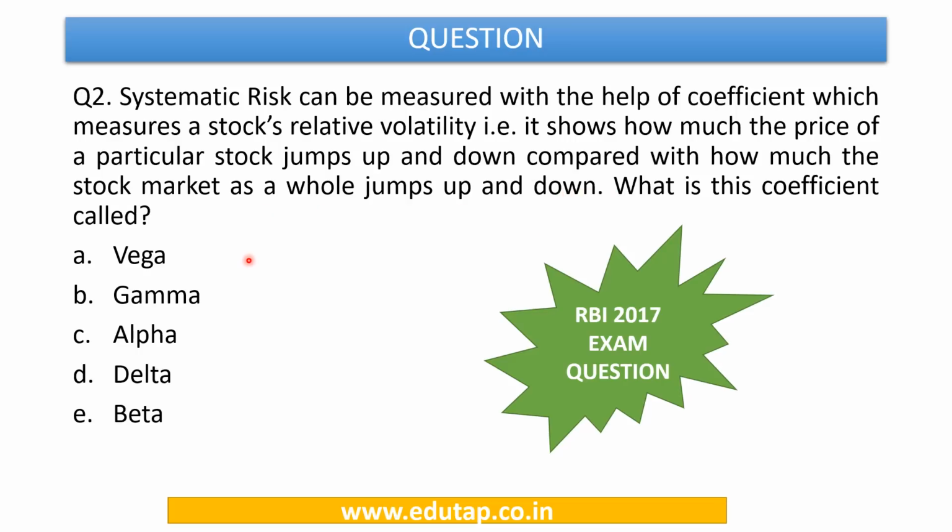Now this one is a question which has been directly picked from the RBI 2017 examination question paper. So this was a question which was asked on the measurement of risk. So this question is describing a measure of systematic risk, and it is asking what this coefficient of risk is technically called. And the options are vega, gamma, alpha, delta, beta. Now to answer this question, we must be aware of the basics of measurement of risk.